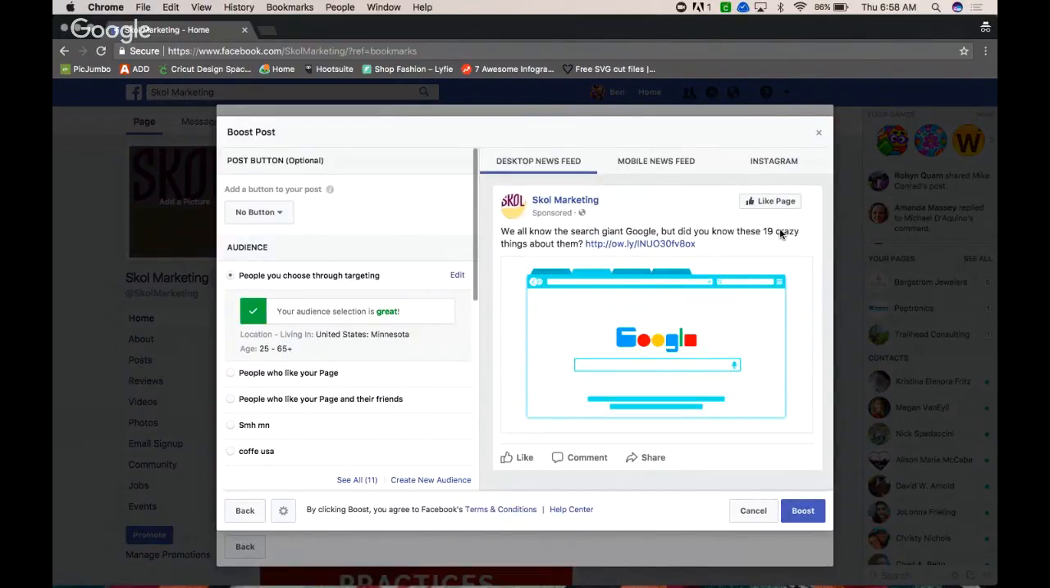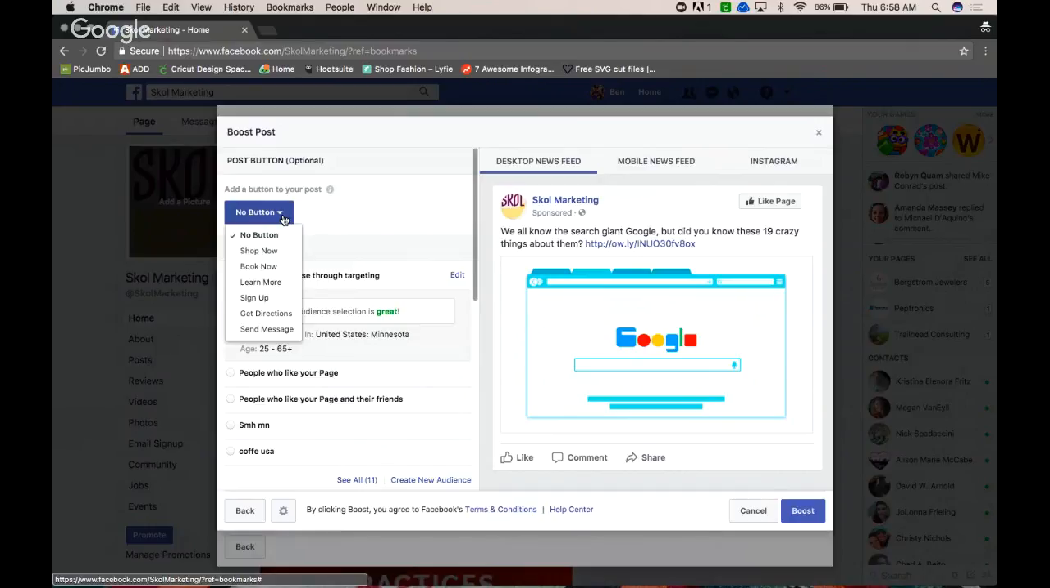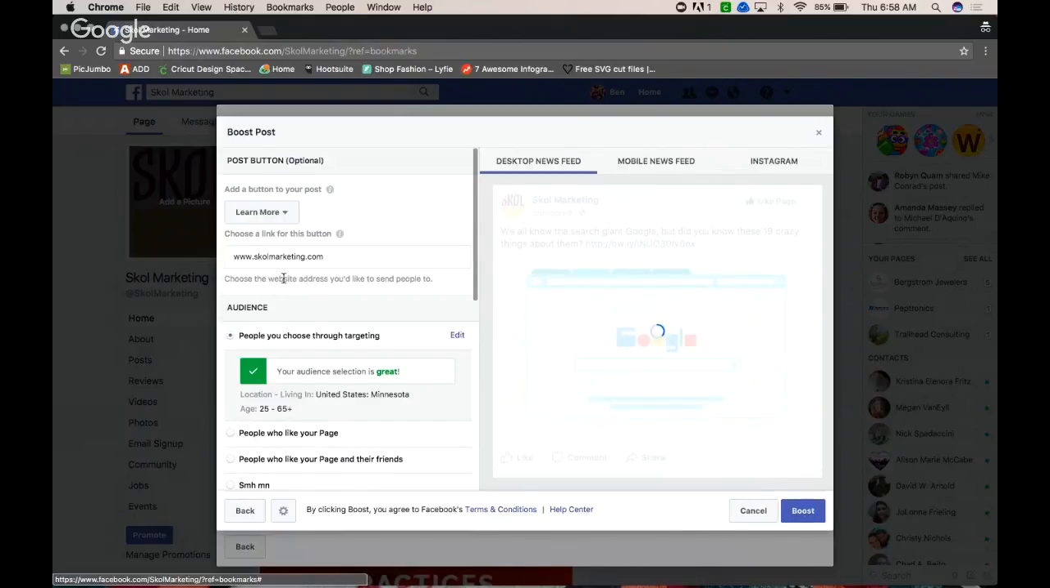Now, when we're boosting a post, the first thing is that we can add a button. I highly recommend adding a button here. You want to make sure that it's a good call to action. So a lot of times, when in doubt, usually the learn more button is the best.